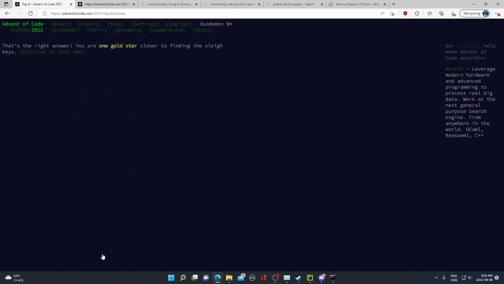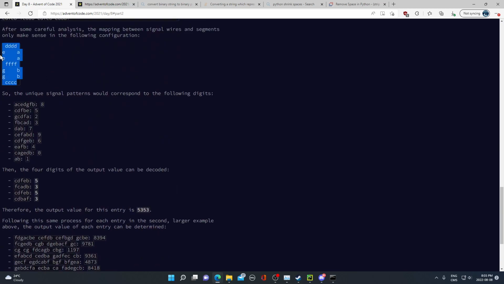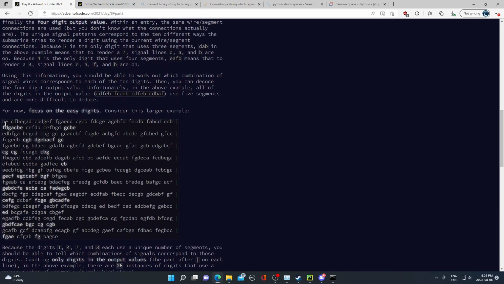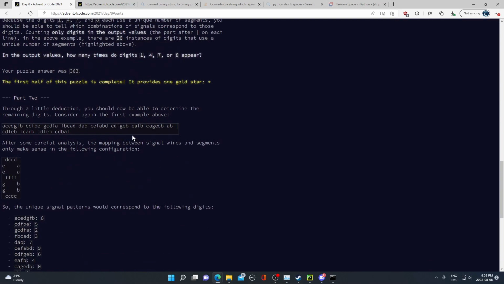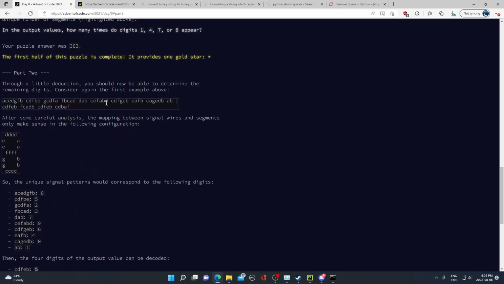That's the right answer. So I made the correct assumptions about the puzzle input, which is why I got the correct answer. I can go to part 2 now, which should be much more difficult because you might need to figure out each individual letter or each individual digit. Part 2. Through a little deduction, you should be able to determine the remaining digits.